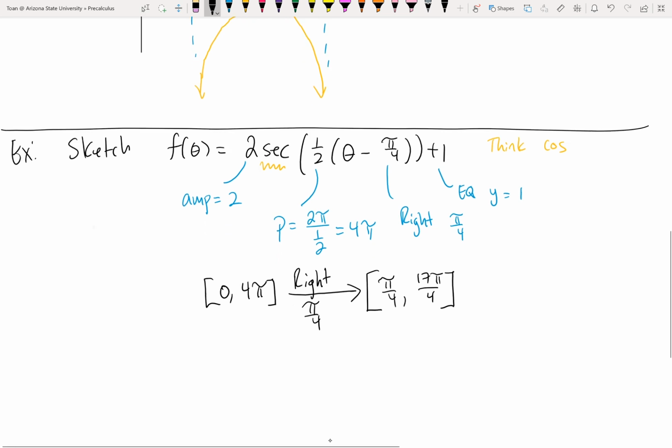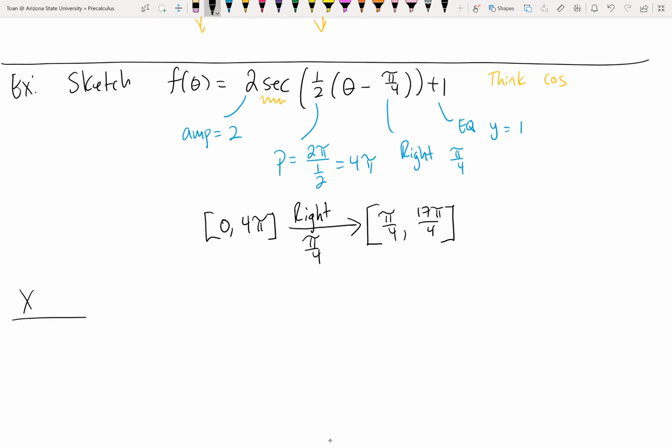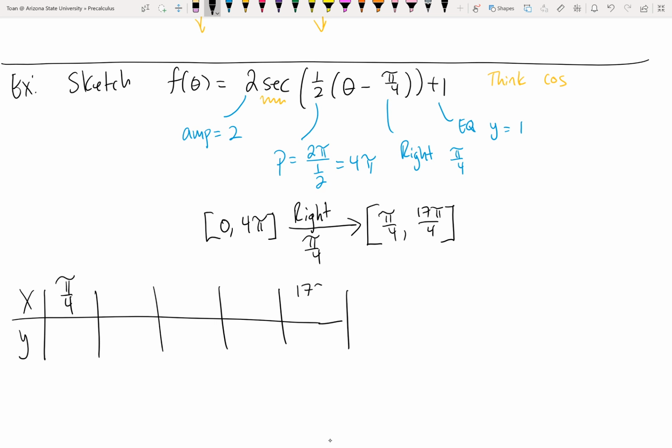And just as before, we're going to make our XY table. 5 critical values, just as before. Pi fourths, 17 pi fourths. So we'll go ahead and make a whole bunch of averages. So right smack dab in the middle will be the average of pi fourths and 17 pi fourths, which is 9 pi fourths. Right here will be the average of pi fourths and 9 pi fourths, which is 5 pi fourths. And right here will be the average of 9 pi fourths and 17 pi fourths, which is 13 pi fourths.